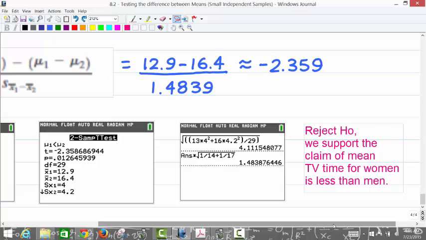And that is the end of this video. I may mention that therefore we reject and we support the claim. So we do feel that the TV time for women is less than that of men. Now that concludes this video.